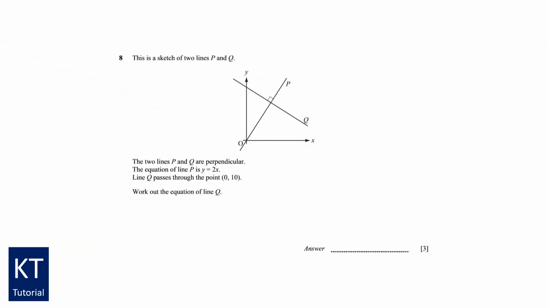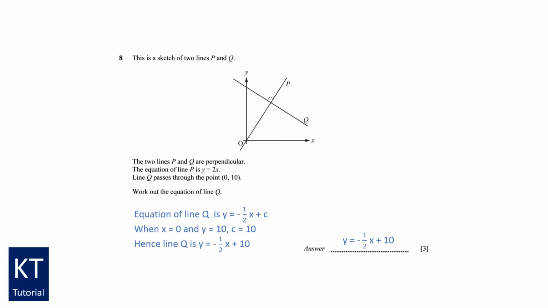Question 8. This is a sketch of two lines P and Q. The two lines P and Q are perpendicular. The equation of line P is y equals 2x. Line Q passes through the point (0, 10). Work out the equation of line Q. Line Q being perpendicular makes it y equals minus half x plus c. By inserting the known values of x equals 0 and y equals 10, we could solve for c. Hence, line Q is y equals minus half x plus 10.